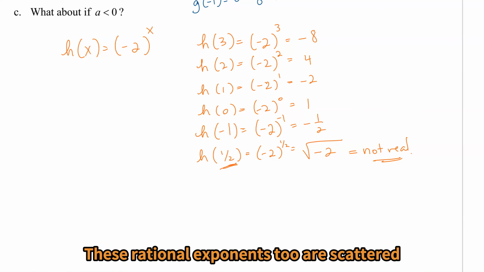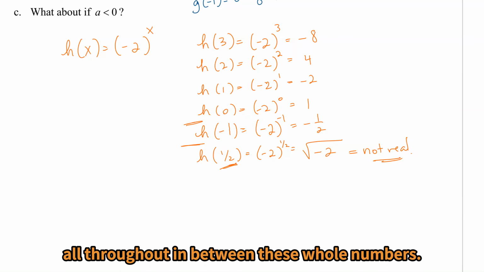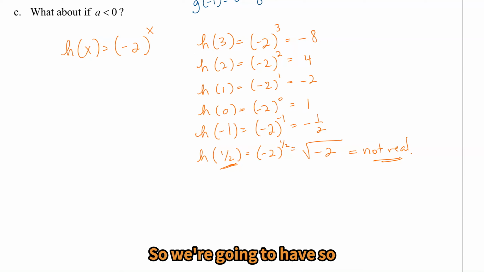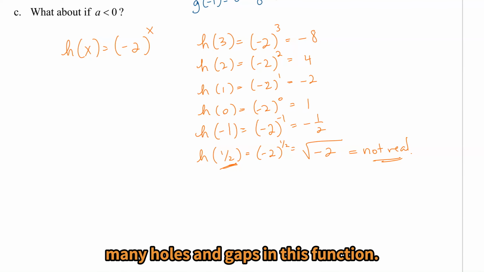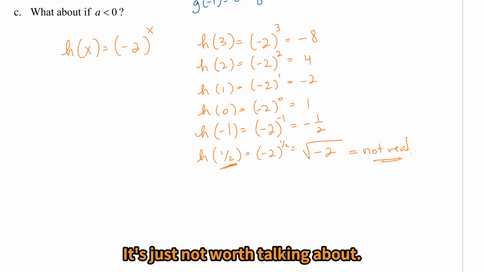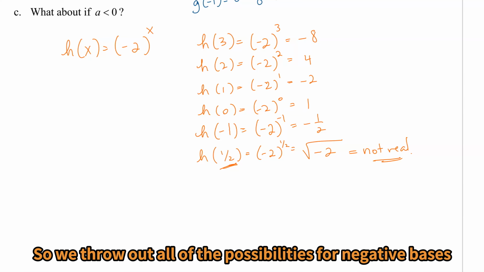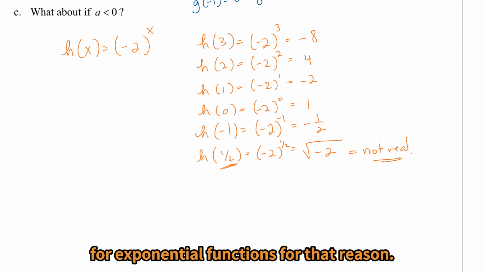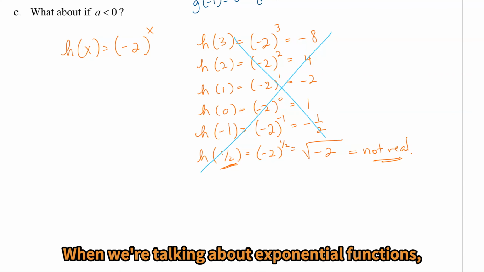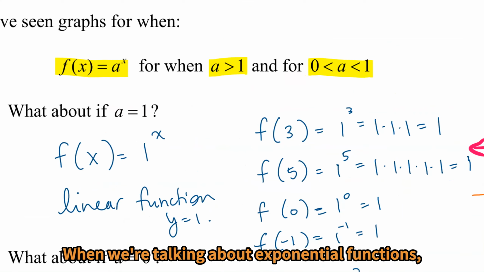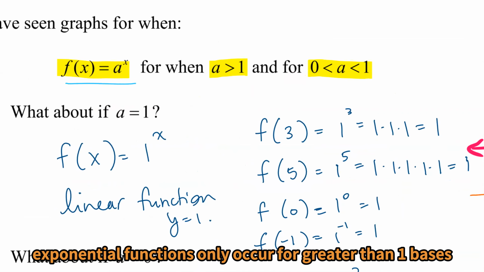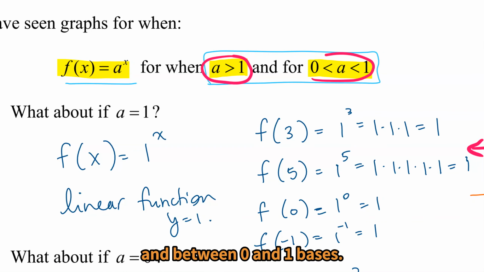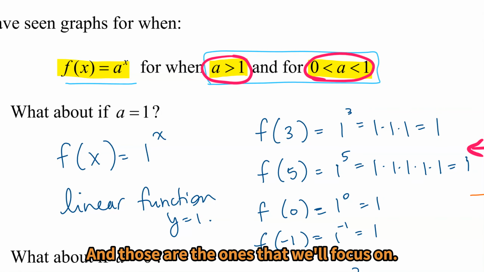These rational exponents, too, are scattered all throughout in between these whole numbers. So we're going to have so many holes and gaps in this function. It's just not worth talking about. So we throw out all of the possibilities for negative bases for exponential functions for that reason. These are just not very well behaved. When we're talking about exponential functions, they only occur for bases greater than 1 and bases between 0 and 1. And those are the ones that we'll focus on.